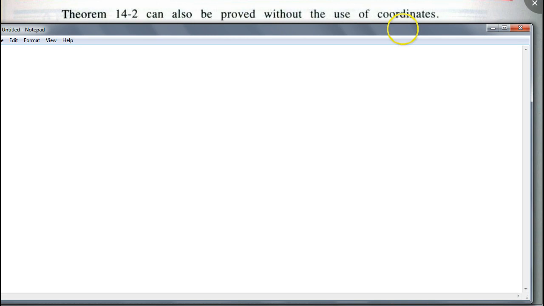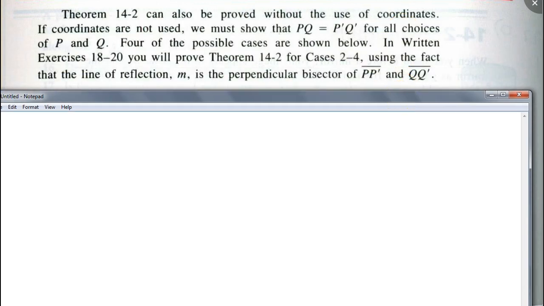Okay, so somebody read this for us. How about Brandon? Go ahead. Theorem 14.2 can also be proved without the use of coordinates. If coordinates are not used, we must show that PQ equals P prime Q prime for all choices of P and Q. Four of the possible cases are shown below. In written exercises 18 through 20, you will prove Theorem 14.2 for cases 2 through 4, using the fact that the line of reflection M is the perpendicular bisector of P prime and Q prime.